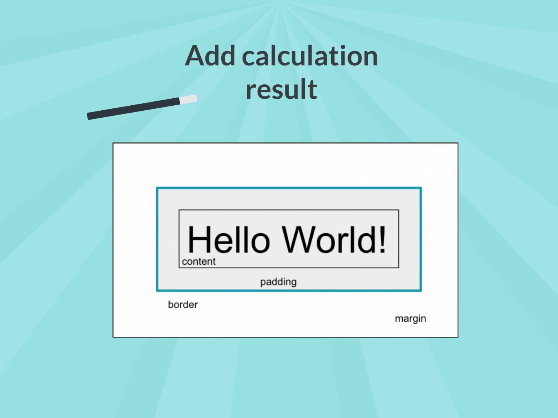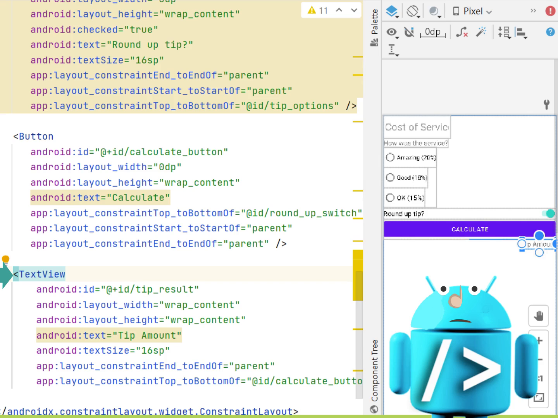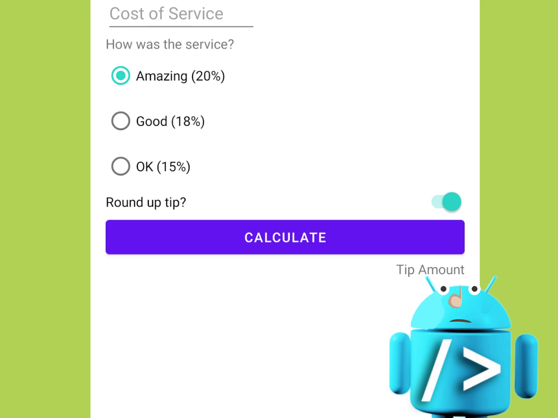Add calculation result. In this step, you need to add a text view for the tip calculation result. Place it under the calculate button and align it to the end edge, not the start edge like other UI elements. Add a text view with resource ID tip_result and text "Tip amount". Constrain the text view's end edge to the parent's end edge. Constrain the top edge to be the bottom edge of the calculate button. Run the app.